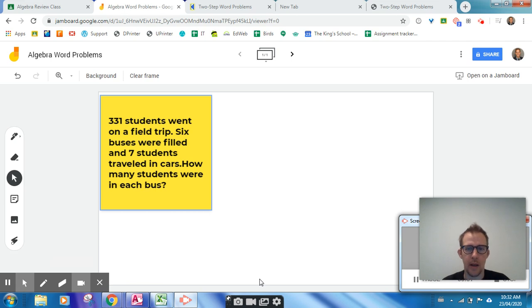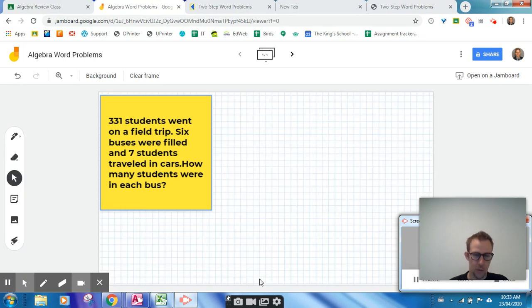All right, today we're going to look at how to solve algebra word problems, and we're going to use this Google Jamboard to go over some stuff. The word problem that we're going to look at is this one here, and this is the type of word problem that you will see in many algebra questions and worksheets and tests and stuff like that.